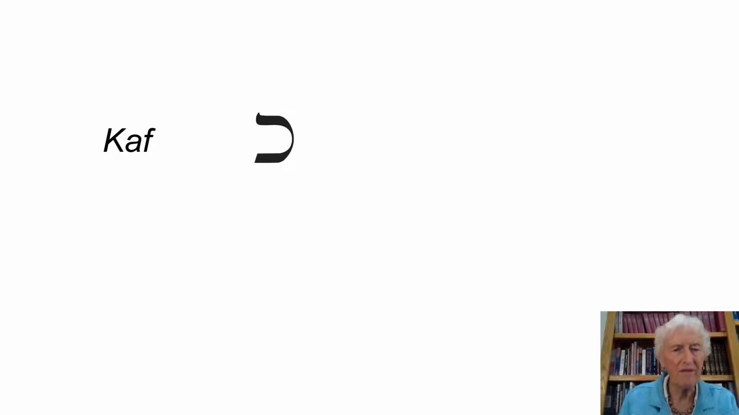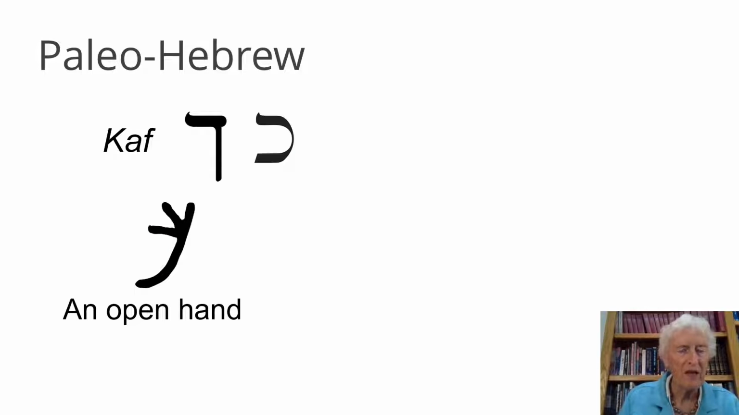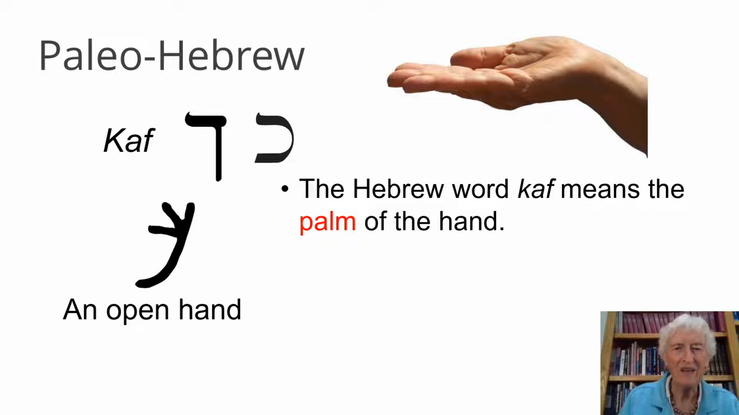Here's the letter Kaf. And there's also what we call a final kaf. So if the kaf is the last letter in a word, you use the final kaf. So there's a kaf and a final kaf. If you're working in Hebrew, you need to recognize the kaf and the final kaf. Here's the pictogram, and it looks like an open hand, like that. And we have to tip it a little bit to make it an open hand.